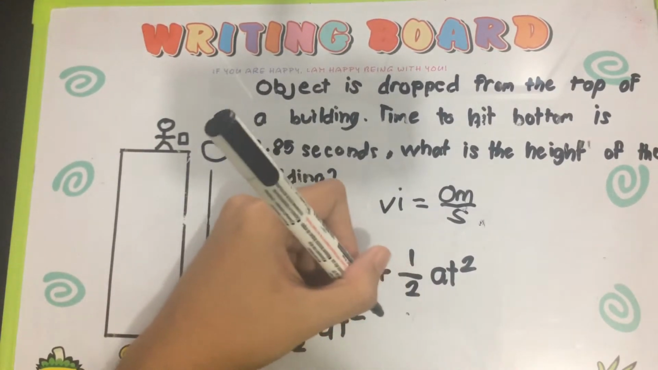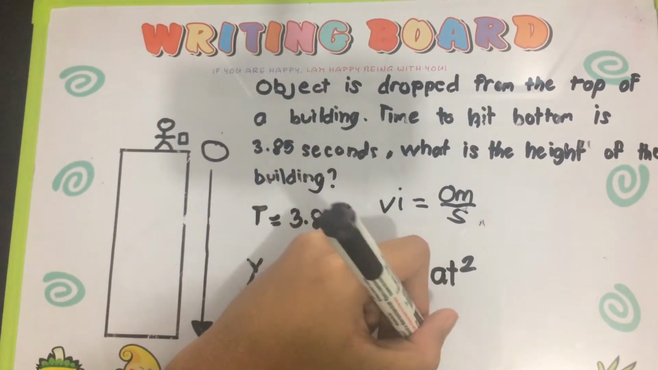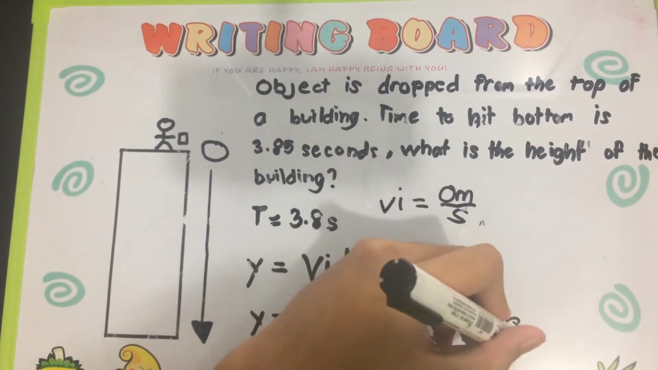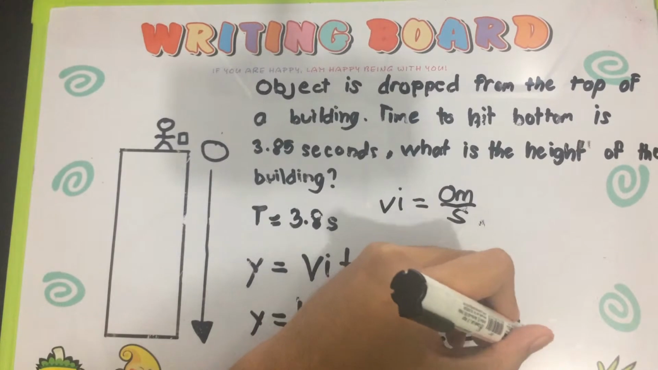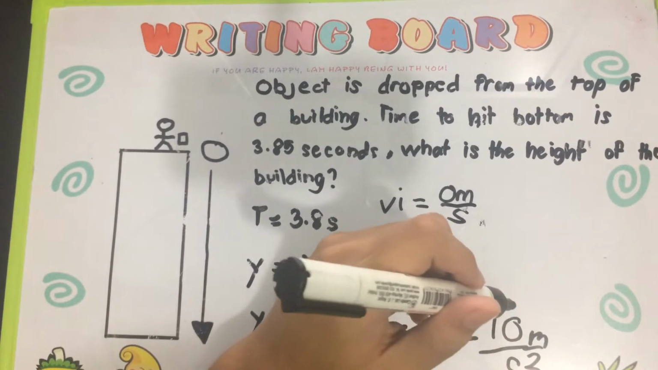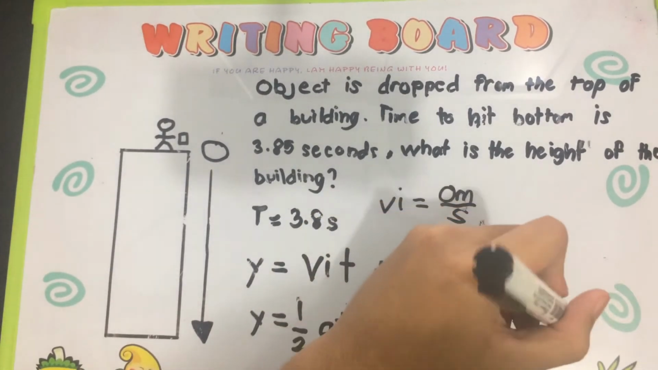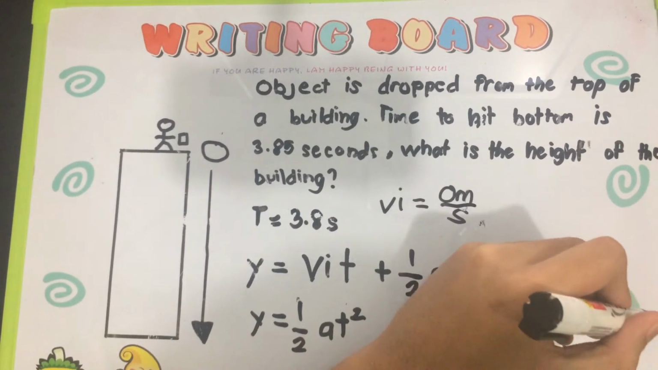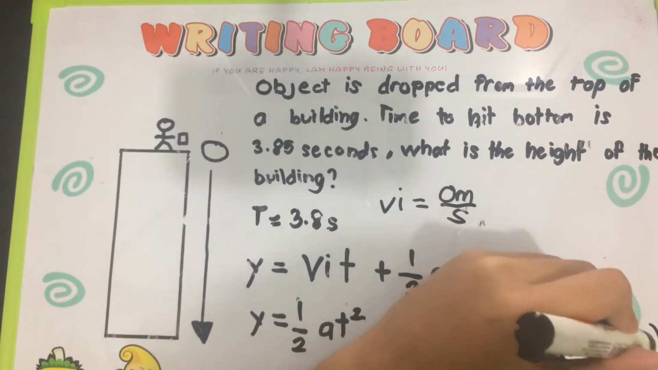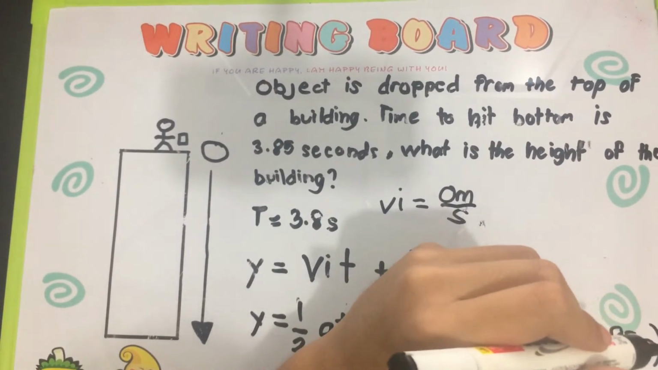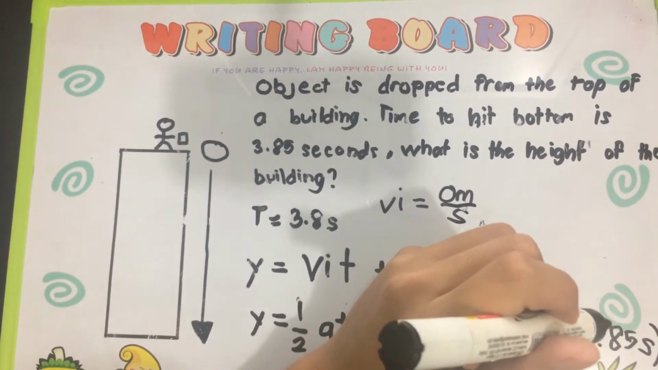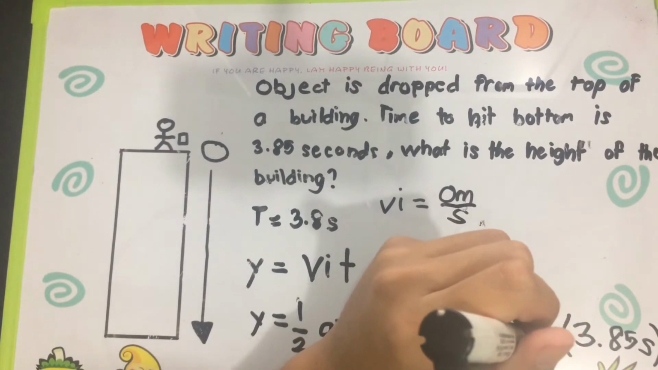We have 1/2 times negative 10 meters per second squared. We have our time, and we're going to put parentheses on it. Our time is 3.85 seconds. We're going to square our time and our units. So I'm going to put (3.85 seconds) squared.